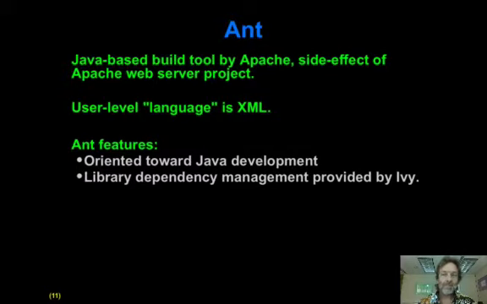And the language that you write things in is XML. It has a lot of built-in support for Java development. There's some support for other languages now, but really it's mostly Java oriented. And then there's this other system called Ivy, which goes beyond the file-based dependency management supported in Ant natively to provide this library level dependency management.